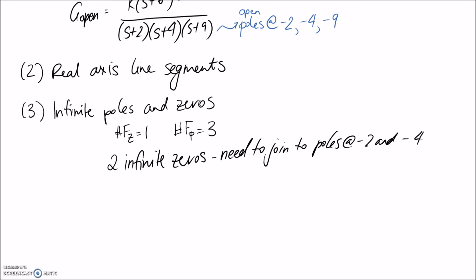Cool. All right, so the next thing that we need to look at now is asymptotes. And we have two equations that we need to apply. The first one is for where it breaks, or crosses, I should say, the real axis. So this is the equation.